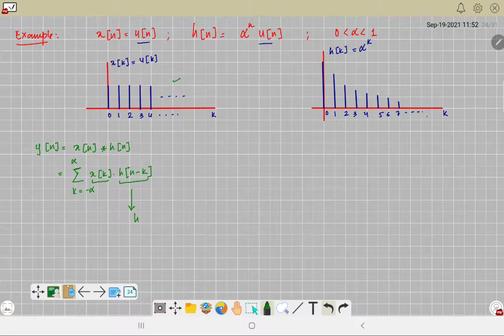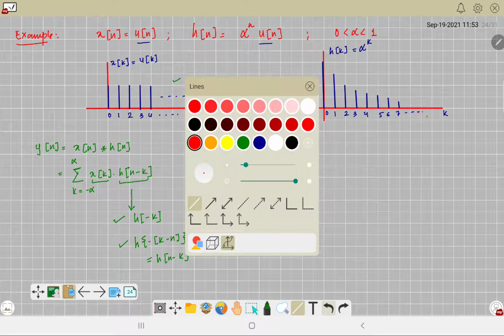First of all, I will get h of minus k, fine. Then I will get h of minus k minus n, which will be basically h of n minus k. So I have to perform two basic operations, folding, then shifting by n. Okay. Folding is pretty straightforward, you just change the axes. So let's do the folding first.